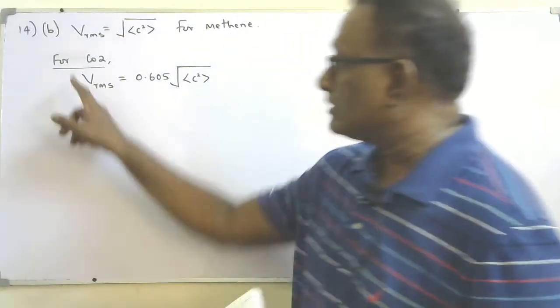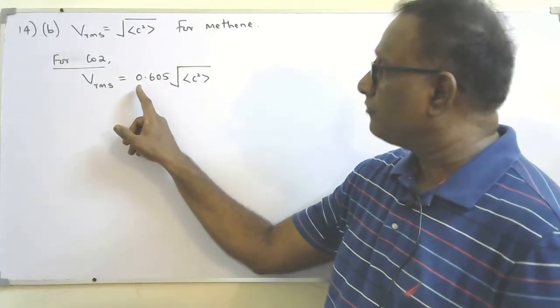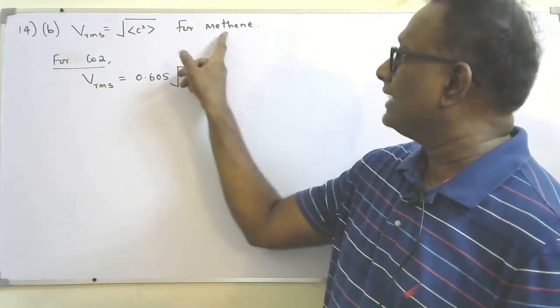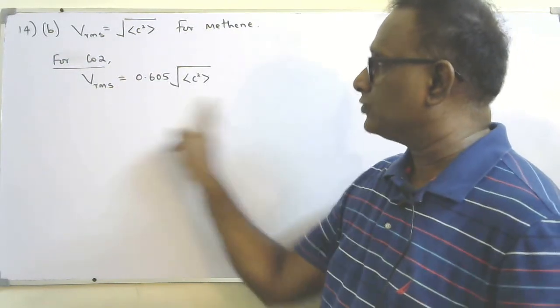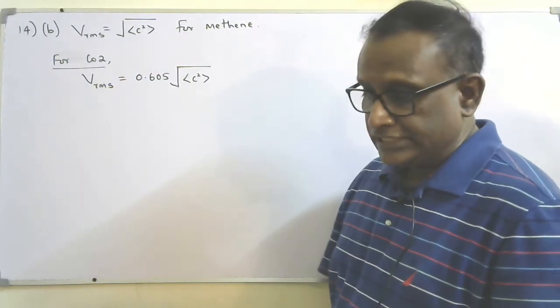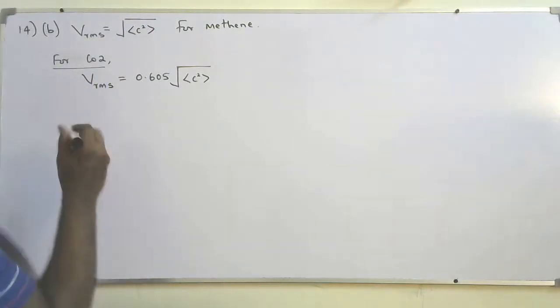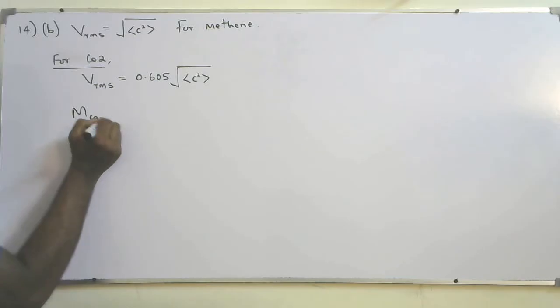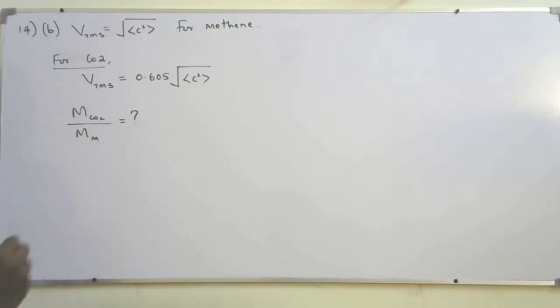That is given in the question. The RMS velocity of CO2 is 60.5 percentage of the RMS velocity of methane. So if the RMS velocity of methane is this much, this is the way we should write it for carbon dioxide. The question is, deduce the ratio of the mass of the carbon dioxide molecule. So mass of CO2 over mass of methane, we need to find the ratio.